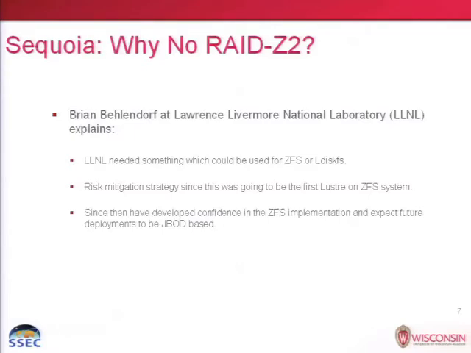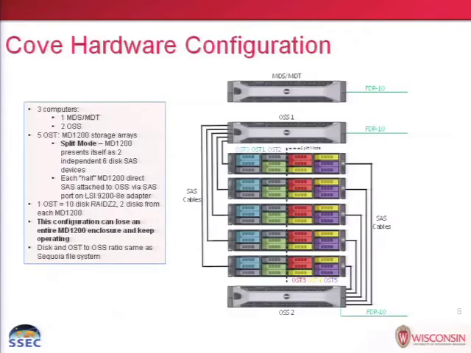So the question gets to be, I think when we were discussing this design with Intel, this even came up: why no RAID Z2 on Sequoia? I communicated a little bit with Mr. Bellendorf, and he explained that Lawrence, at the time, this was a couple years ago, needed something which would be used for ZFS or LDISKFS, and they used it as a risk mitigation strategy because it's the first Lustre ZFS system. Since that point, they've developed a lot of confidence in their implementation, and they expect future deployments to be JBOD based, so they're going to face some of the same issues we're facing.